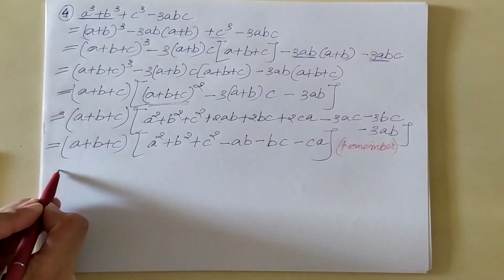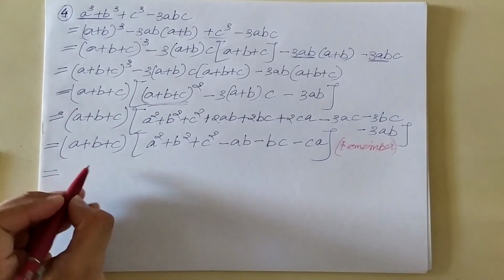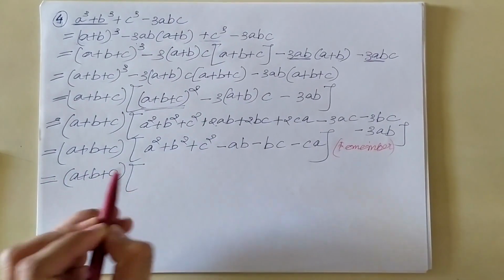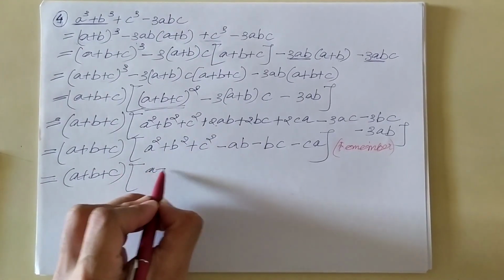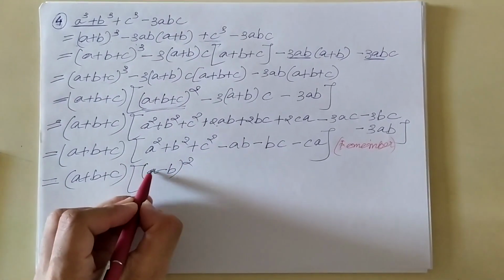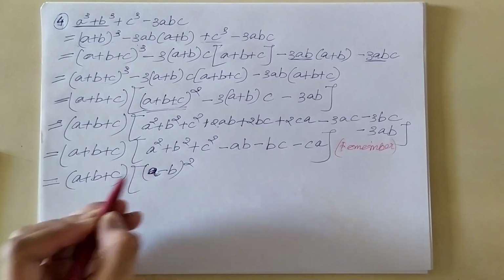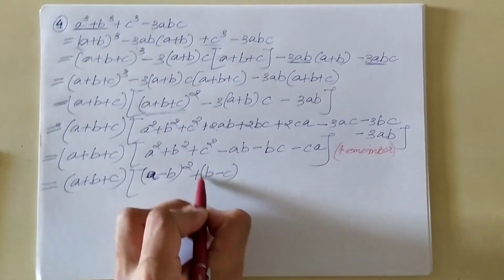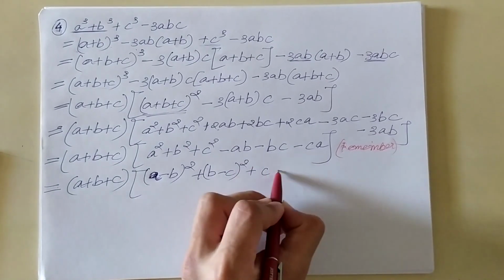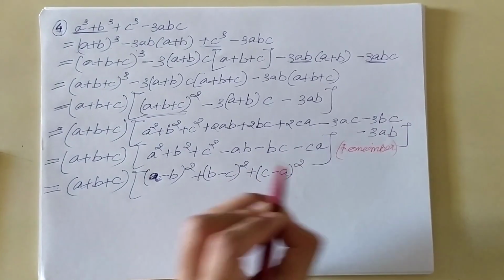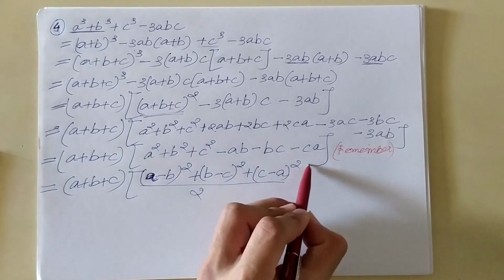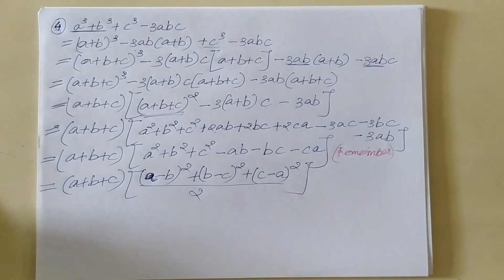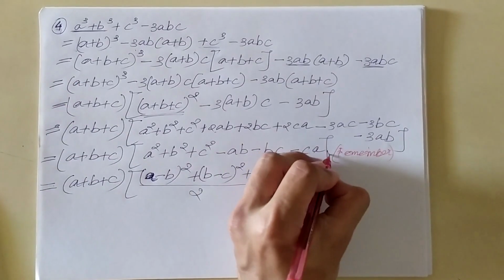And the other form of this expression is a plus b plus c into a minus b whole square plus b minus c whole square plus c minus a whole square, whole divided by 2. So these are the two forms of the identity 4.